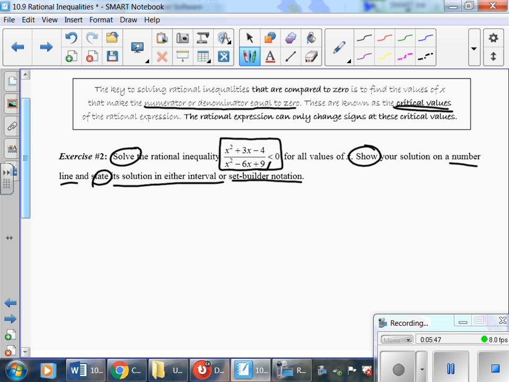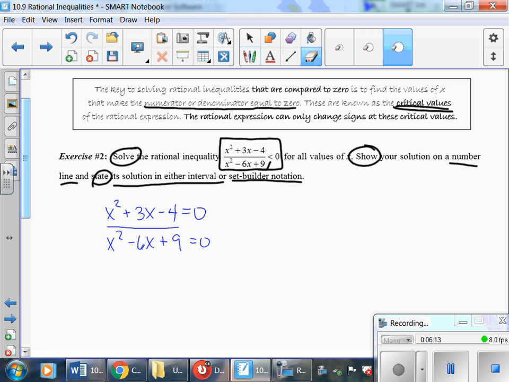So, of course, the first thing we're going to see is that rational expression, and say, well, we have to find out when x squared plus 3x minus 4 is equal to 0. All right. And then we want to know when x squared minus 6x plus 9 is equal to 0. So let's see what happens here. I'm going to have an extra parenthesis here that I don't really need.